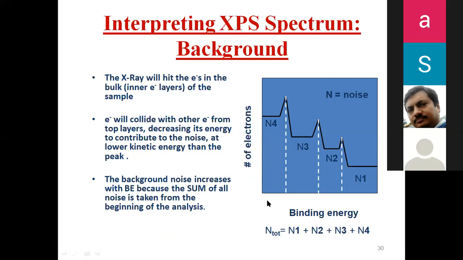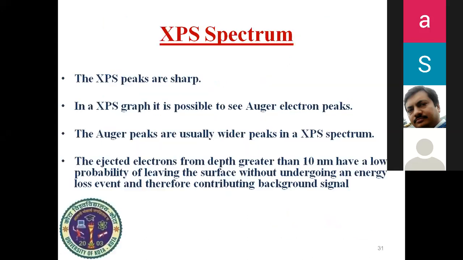The background noise continuously increases with binding energy because the sum of all noise is taken from the beginning of the analysis. Initially, if the noise is N1, then N1 plus N2 will be the noise for the next peak, and then N3 will be added for the third peak, and so on. The noise is continuously increasing, so it is of increasing order. Now the XPS spectrum.